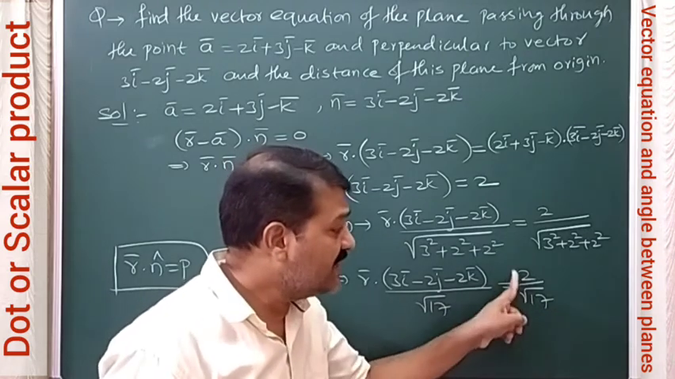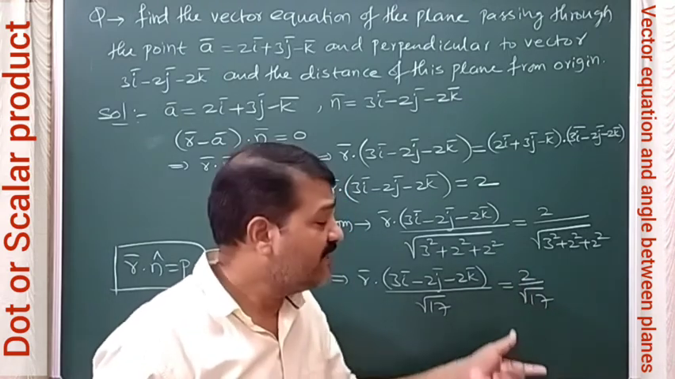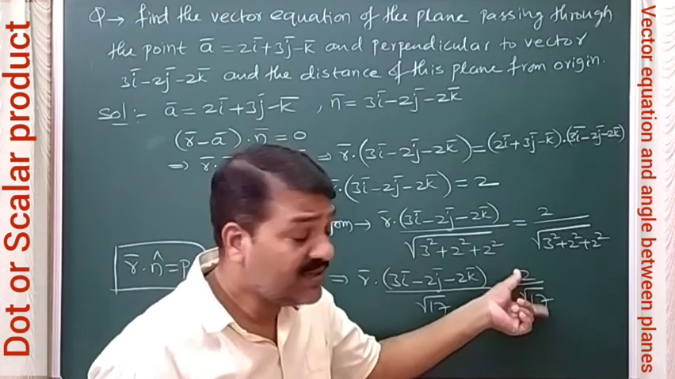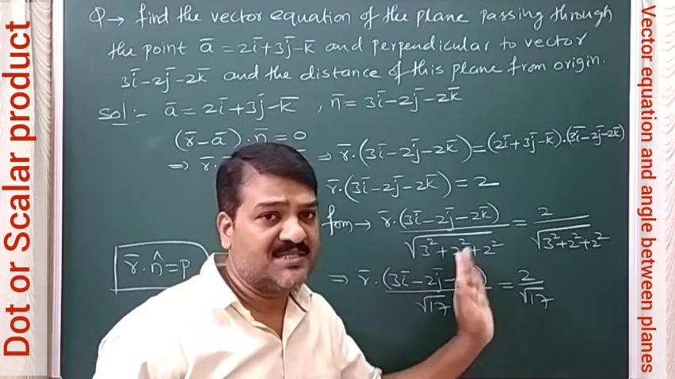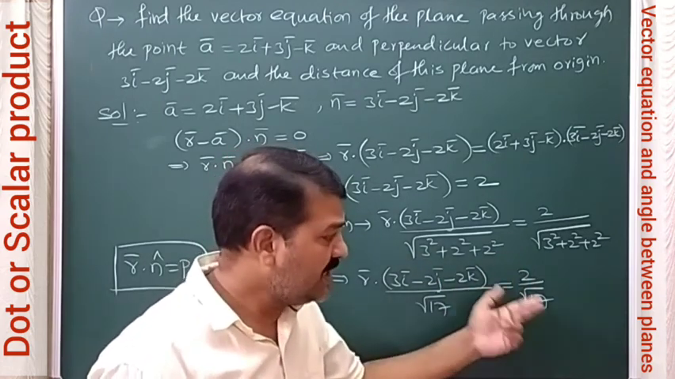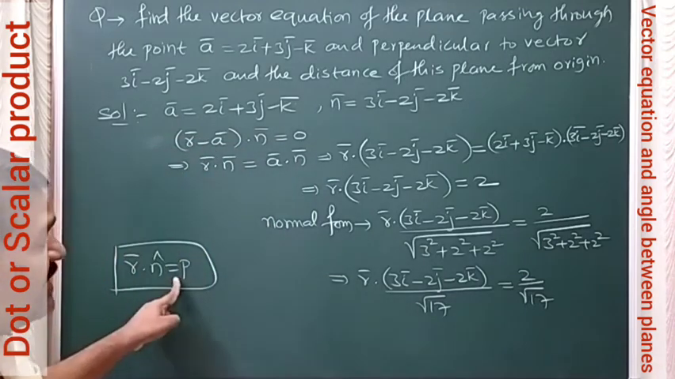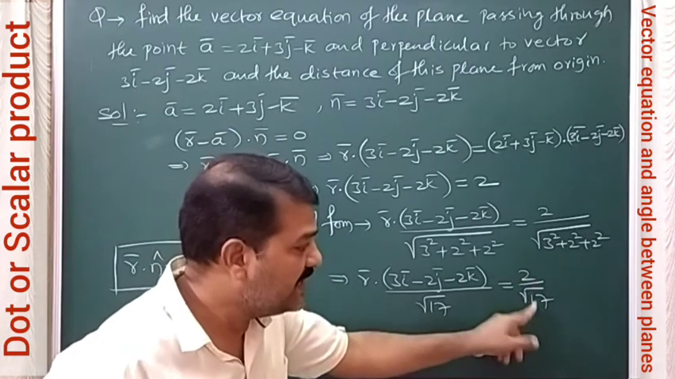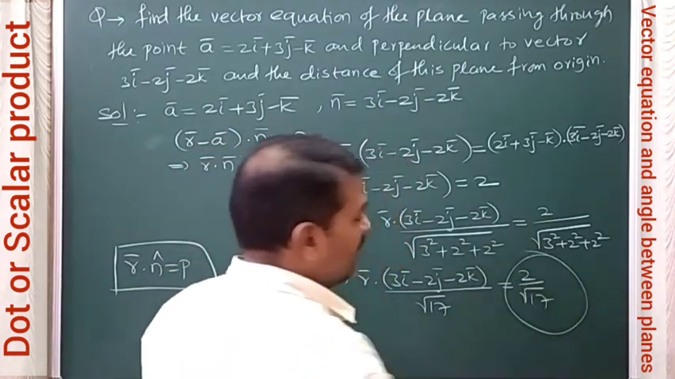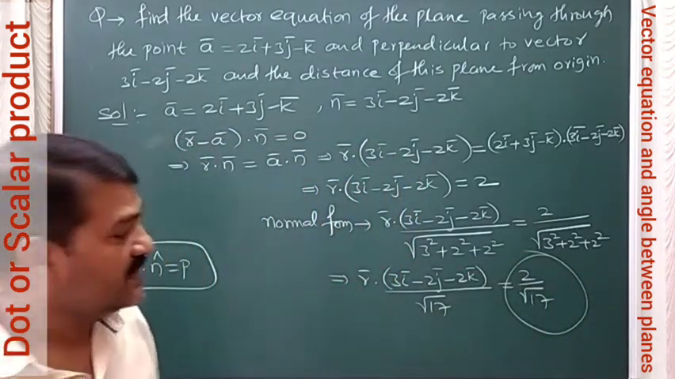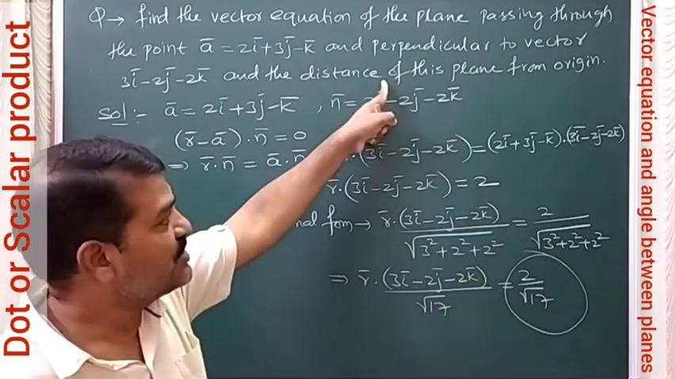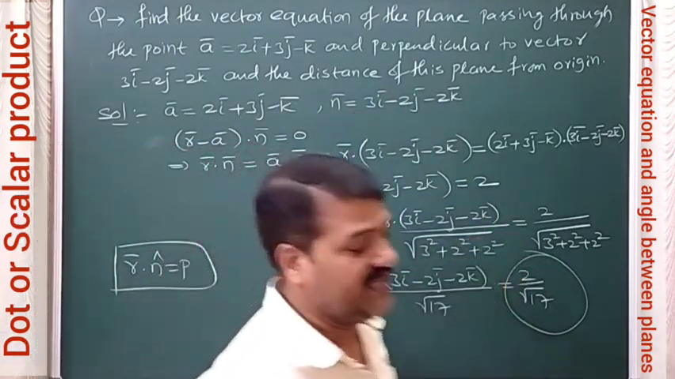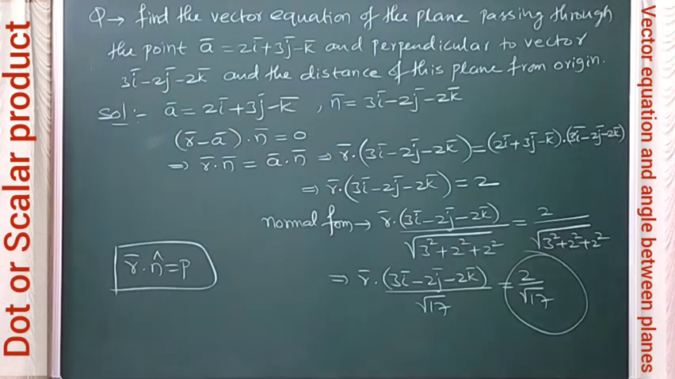You have to take care that this is not negative. If you are getting a negative output here, multiply both sides with minus. Of course, this is a positive value only. So therefore, whatever you have in the RHS, that means 2 by root 17, this is the perpendicular distance from origin to the plane. So this is the second part of the question. 2 by root 17 is your answer.